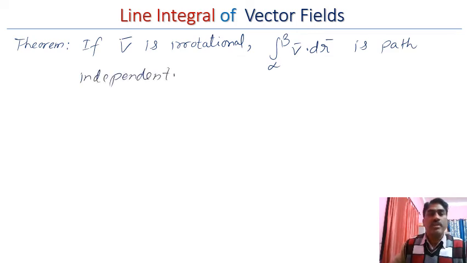Path independent means the integral does not depend on the path chosen, it does not depend on the line chosen, means it will depend only on the initial and final position. You can compare this to a conservative force.